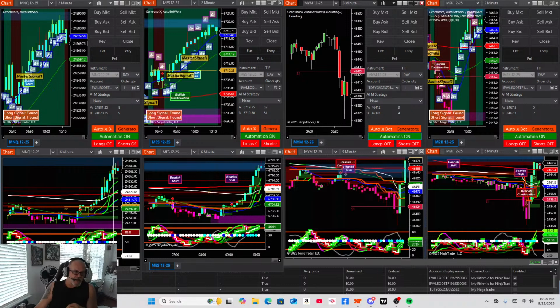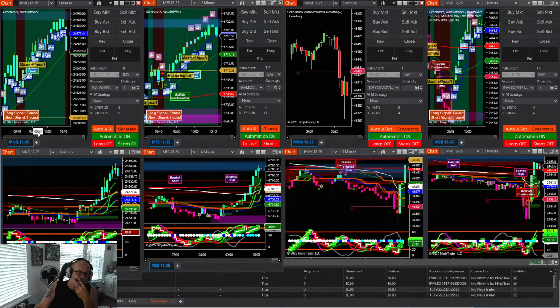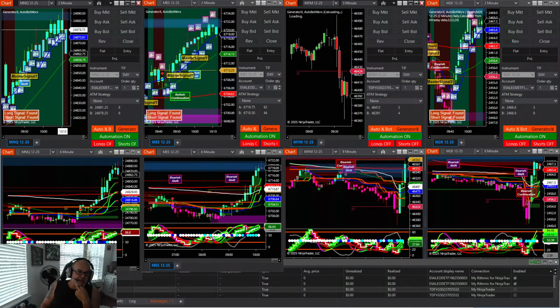We are at our 10 o'clock reversal time. We've had our consolidation up here. We broke through the consolidation. And now we're coming down pretty good on the 2 minute and 6 minute. I'm going to go ahead and turn shorts on NQ. Again, it's going to take a minute because my SMAs have to get into alignment before it'll print a signal.